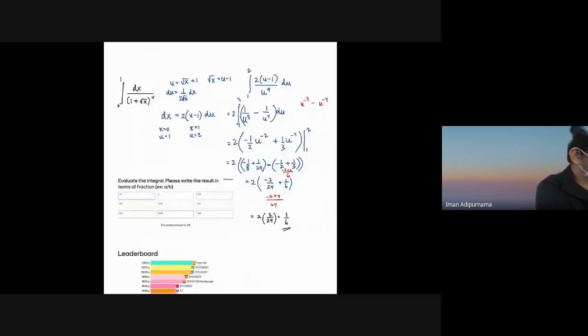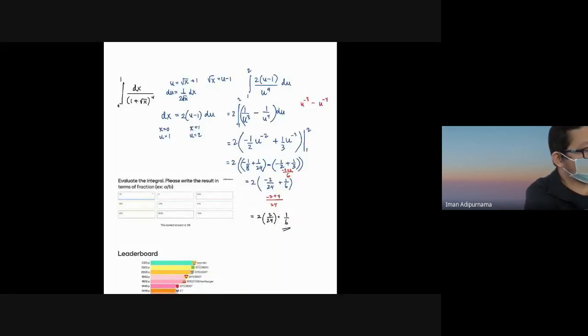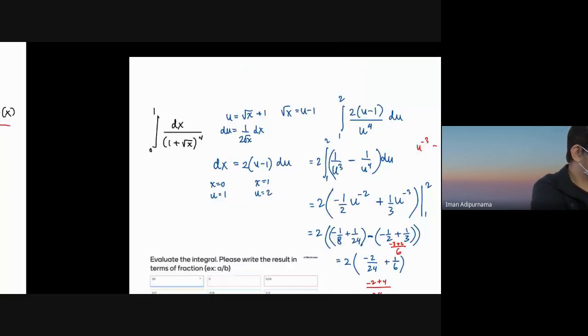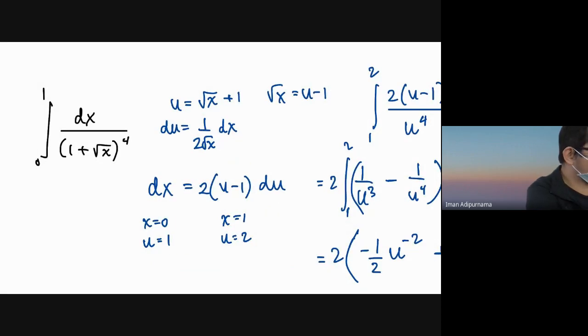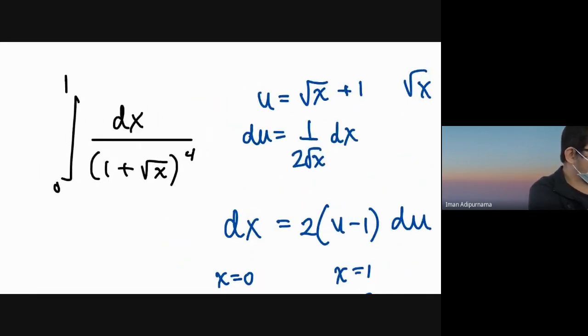The third one is a little bit tricky; if you're not careful, you will make some mistakes in the calculations. Let me start with this. We have the integral of 1 over 1 plus square root of x, with power of 4.